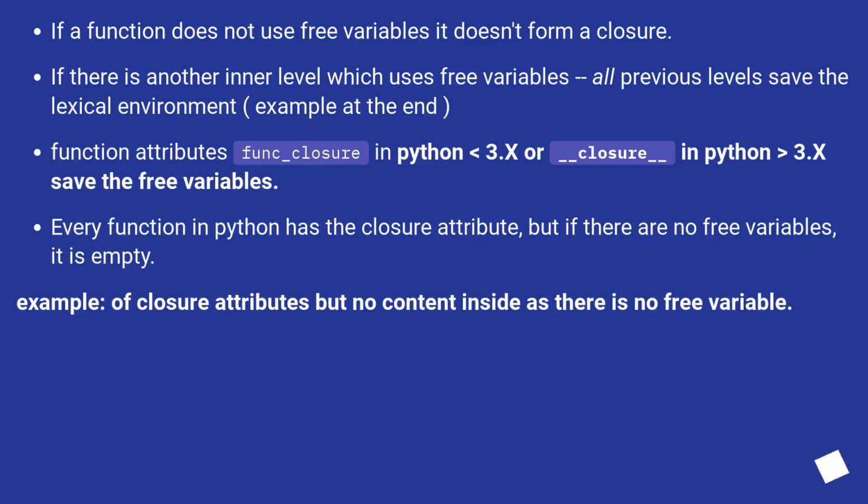If a function does not use free variables, it doesn't form a closure. If there is another inner level which uses free variables, all previous levels save the lexical environment. Example at the end. Function attribute func_closure in Python lower than 3.x, or __closure__ in Python greater than 3.x, saves the free variables. Every function in Python has the closure attribute, but if there are no free variables, it is empty. Example of closure attributes but no content inside as there is no free variable.